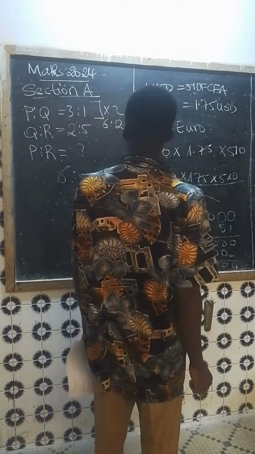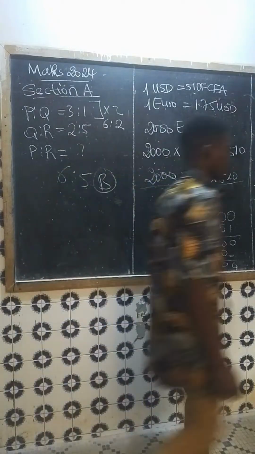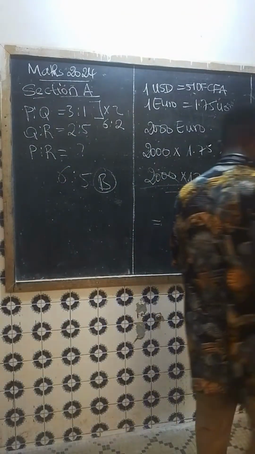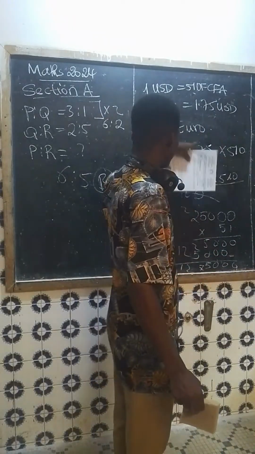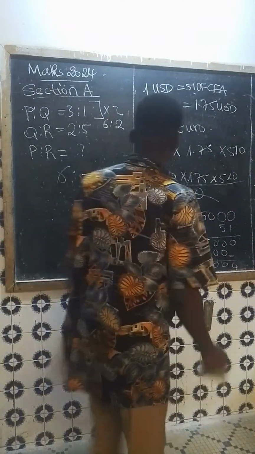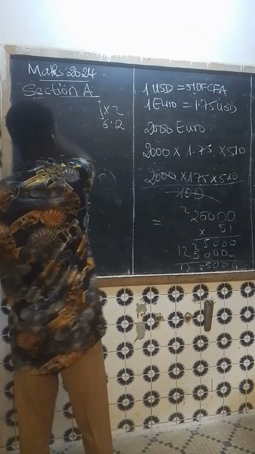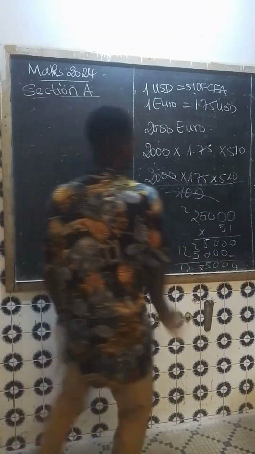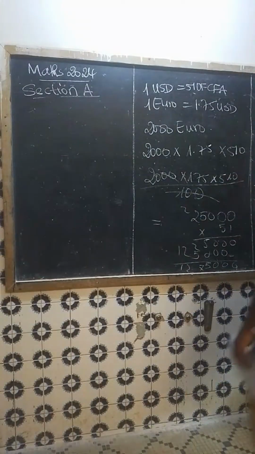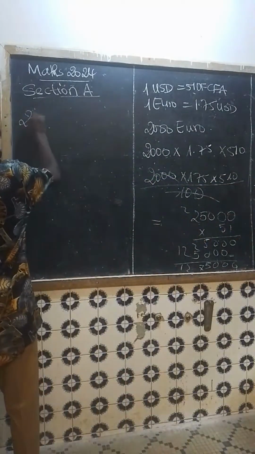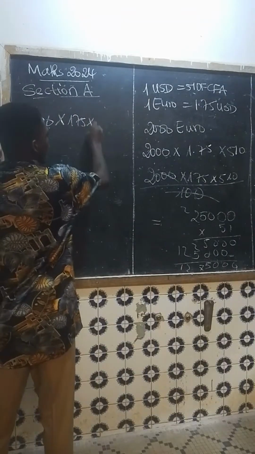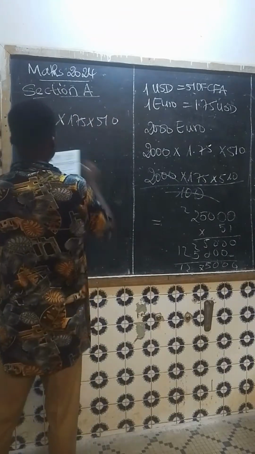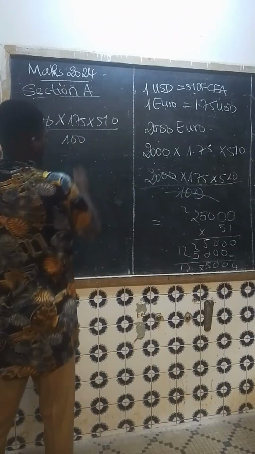Okay, so we redo it. The answer has to be there. Is this solution correct? If it's correct, the answer needs to be there. Possibly a problem with the calculation. 2,000 multiplied by 175 times 510. We divide by the hundreds.